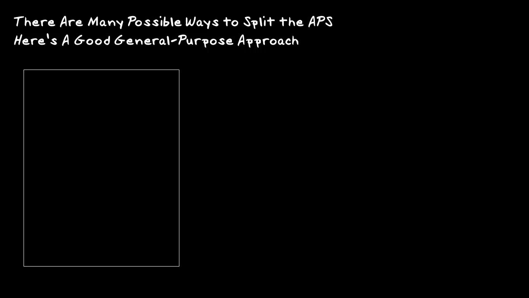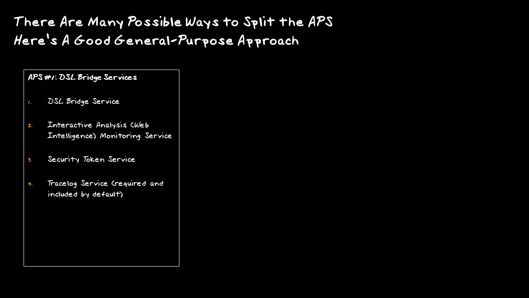There are several good ways to split the APS, and some methods are more sophisticated than others. Generally speaking, the more APS instances you have, the higher the basic RAM usage requirements will be. So it's a good practice to split the APS in a way that's not too complicated. And that's what I'm going to demonstrate to you today, a general purpose splitting approach that should work well for the majority of deployments. The first APS I'll create is the DSL Bridge service, a component that is responsible for querying and serving data to reports.